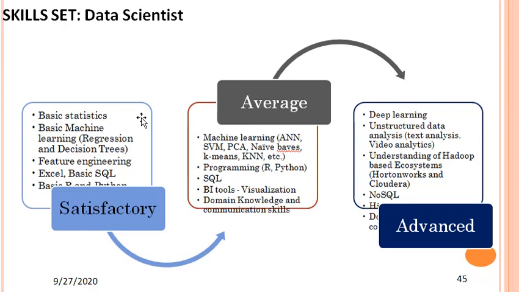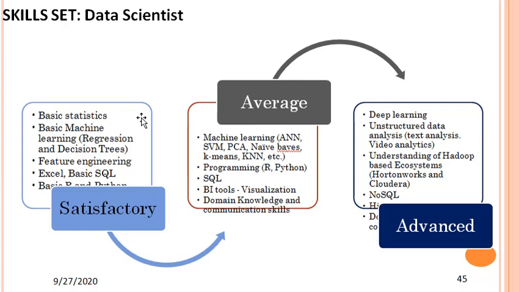Another thing is feature engineering, because we are extracting features from data, and those features need to be engineered or modeled in a way that algorithms can be applied on them. The last thing you can say is command of basic tools such as Excel or Structured Query Language, or maybe some basic knowledge of Python, R, or MATLAB, or these kinds of programming languages. If a data scientist has this basic knowledge, then we can say that he's at a satisfactory level, but not an average data scientist or an advanced data scientist.